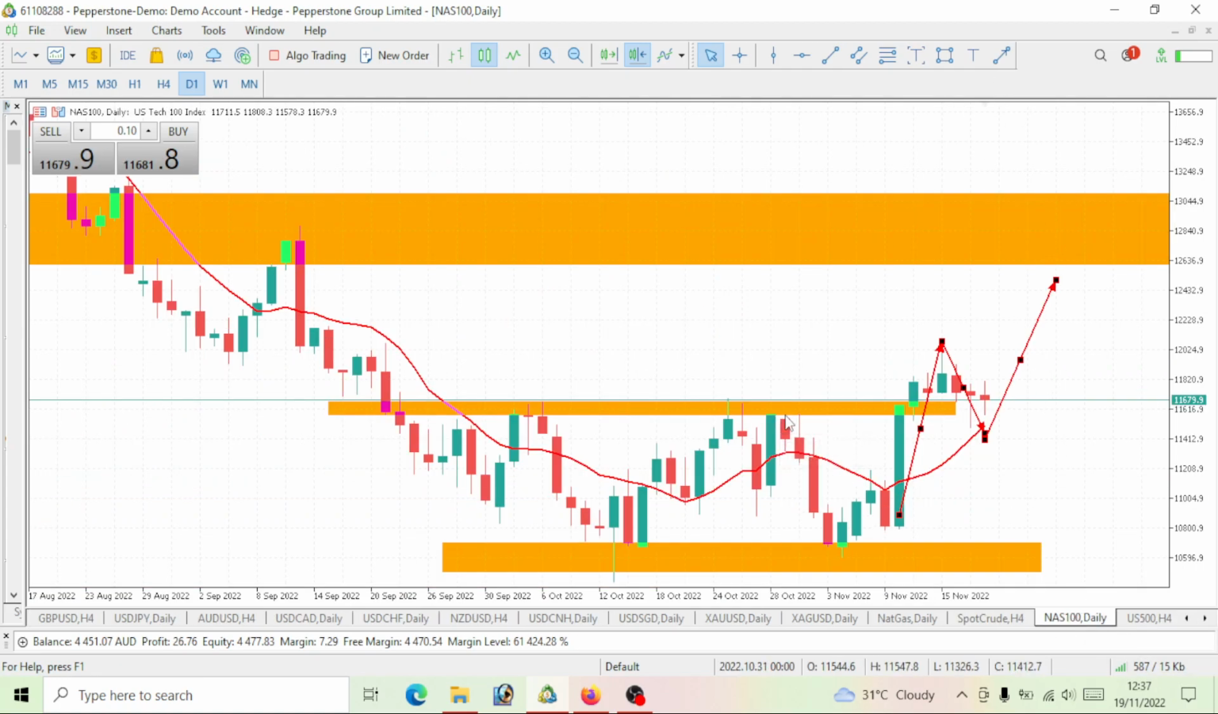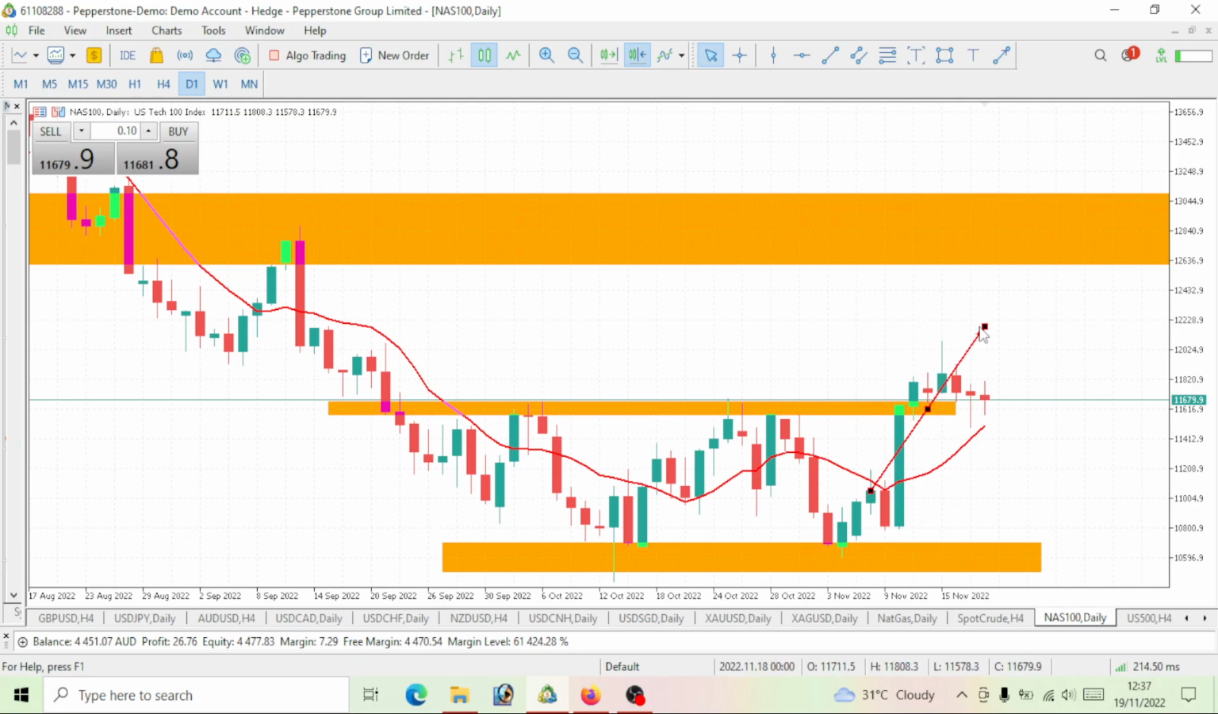I've done analysis on DXY. You can go back to check it. So as we will be having a bearish move on DXY, then we should be expecting a bullish move on NASDAQ 100. So I personally still expect a bullish move. That is true. And the third one is that you can take a look at this moving average.